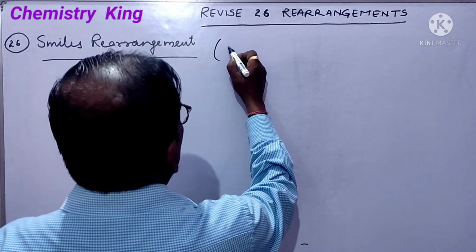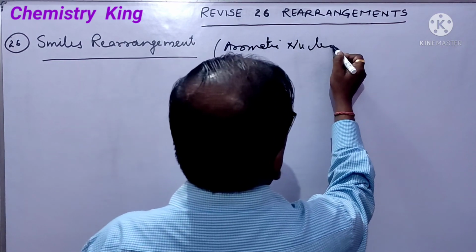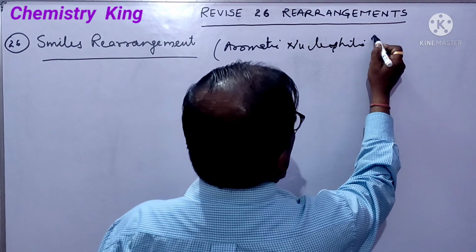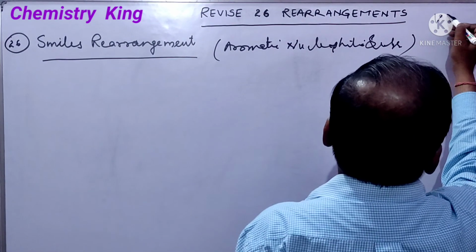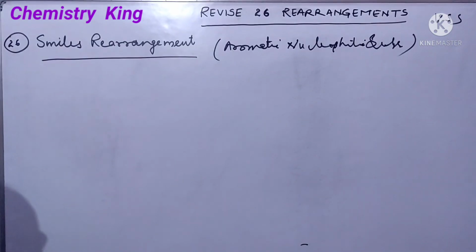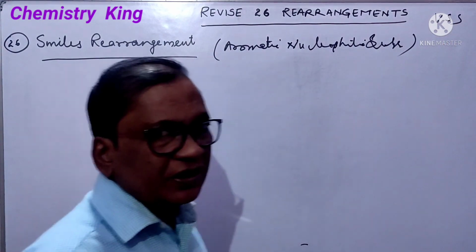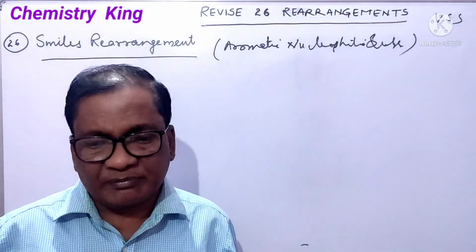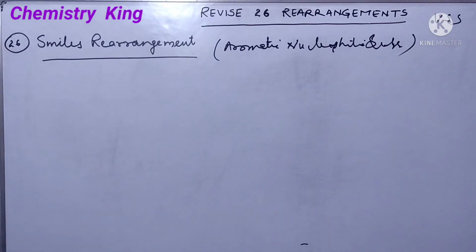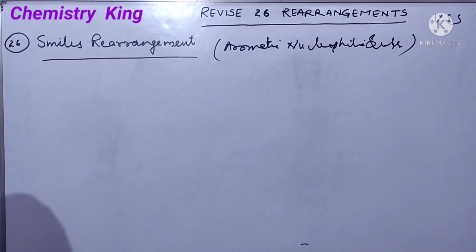It is also an aromatic nucleophilic substitution. Okay, friends, again I am repeating: VSS, Baumeister, Sommelet-Hauser and Smiles. These three rearrangements are aromatic nucleophilic substitutions and very, very important for examinations related to GATE, IIT JAM, NET, etc.